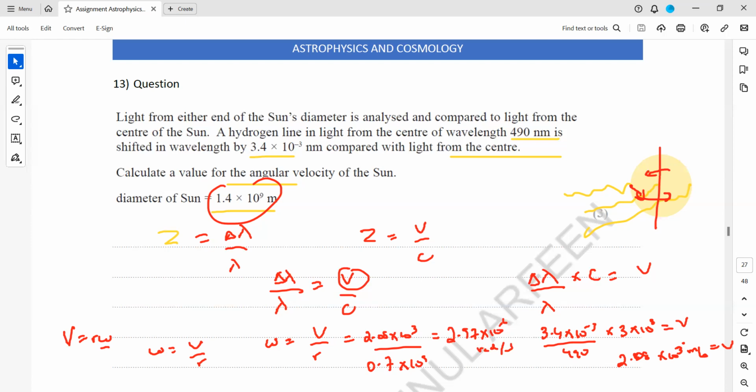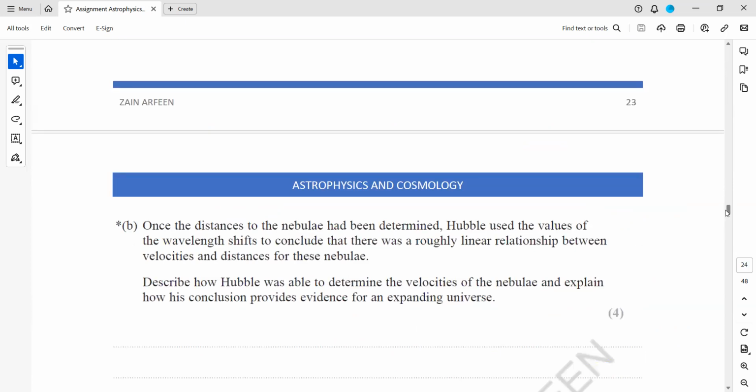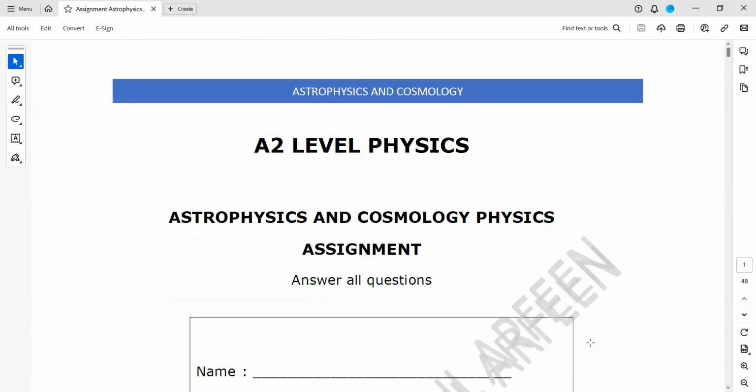So this was question 13 from Astrophysics and Cosmology. Now we'll start circular motion.